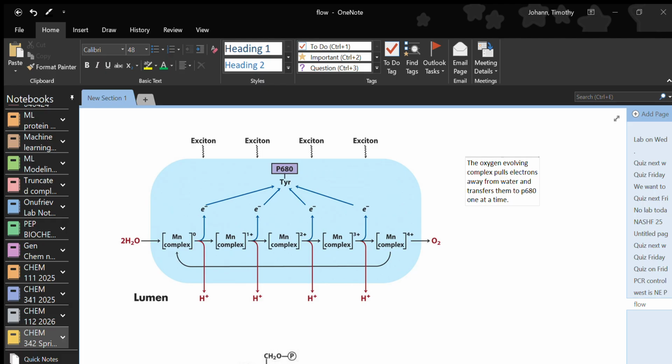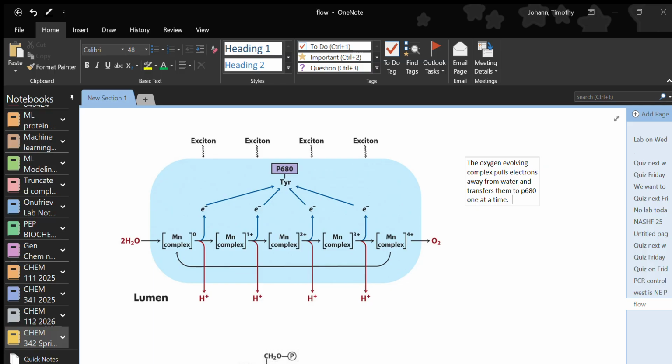All right, so the oxygen evolving complex is going to pull electrons away from water. We're going to have 2 waters here to get 4 electrons. We're going to get those electrons one at a time, not necessarily from the water, but they get transferred to P680 one at a time. So P680 picks up an electron, it gets excited, it gives the electron away, right? That goes down the Z diagram. It then picks up another electron, it gets excited, it gives that electron over. So we're going to do that 4 times across this complex.